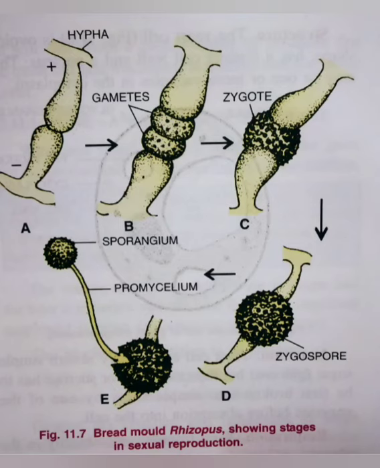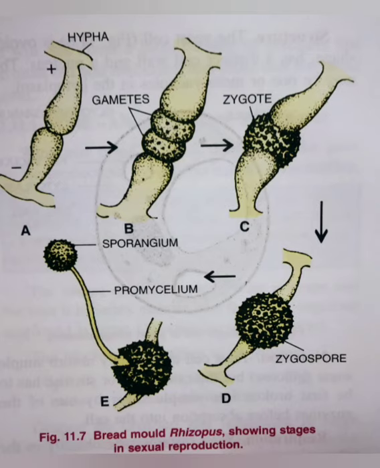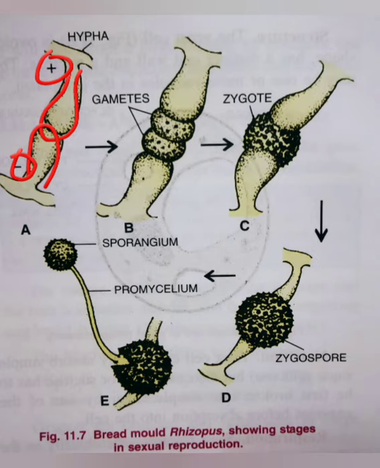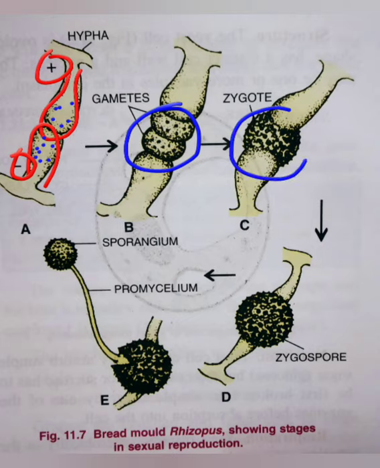This figure shows the sexual mode of reproduction in Rhizopus. Sexual reproduction takes place through conjugation. During conjugation, two hyphae come to lie side by side, as you can see here. They behave like male and female. This plus sign signifies the male and the minus sign signifies female. Both of them contain haploid nuclei. Next, the male and female gametes fuse together and form zygote.